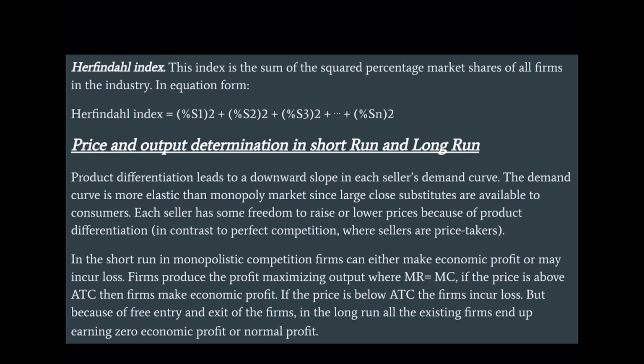In the short run, in monopolistic competition, firms can either make economic profit or may incur loss. Firms produce the profit maximizing output where MR is equal to MC. If the price is above ATC, then firms make economic profit. If the price is below ATC, the firm incurs loss. But because of free entry and exit of firms, in the long run, all the existing firms end up earning zero economic profit or normal profit.